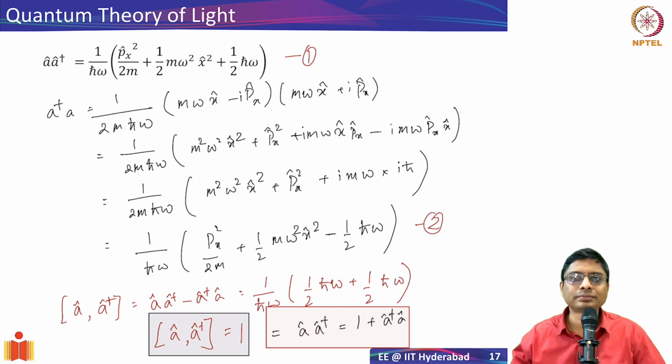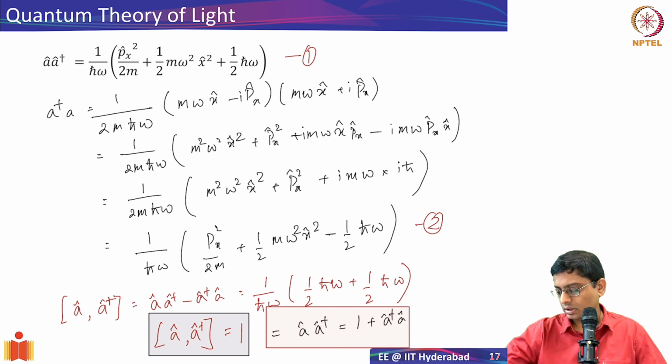Any problems? I would strongly advise the live students who are actually working it out to do that as well so that you get familiarity. This thing cannot be done by just seeing. We'll have to work through it once. A dagger A will be Hamiltonian minus plus half h cross omega, and A A dagger will be Hamiltonian plus half h cross omega. Right?